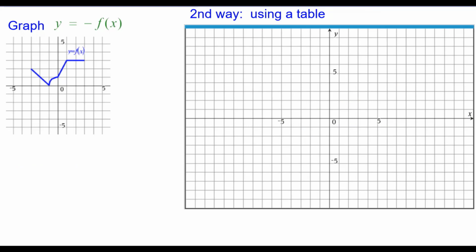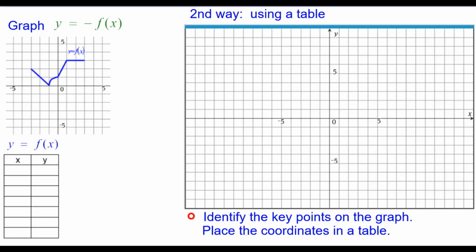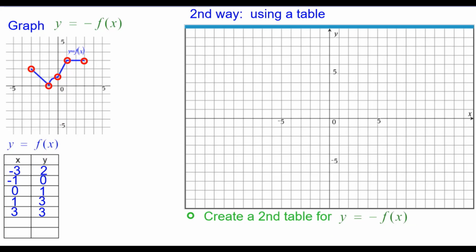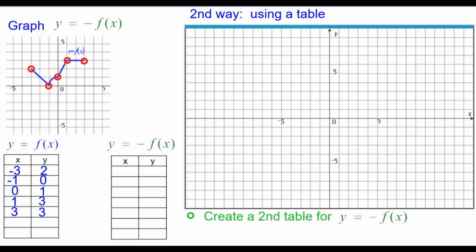Using a table, very similar, we're going to identify the key points on the graph and put them into a table, the coordinates into a table. So that point right there, and we'll just go ahead and record those ordered pairs into the table. And now I'm going to create a second table for y equals the opposite of f of x. And we're going to use the same x coordinates, but the opposite for each y coordinate.